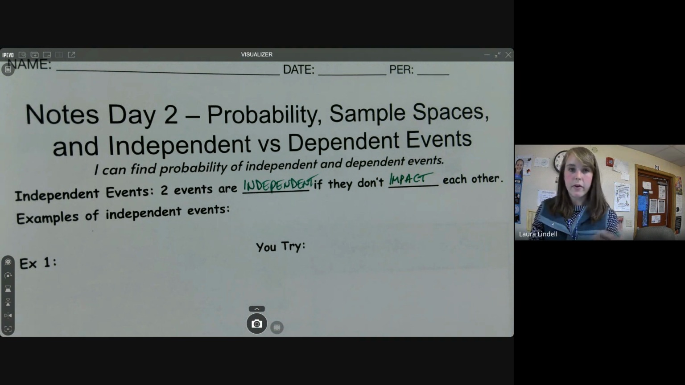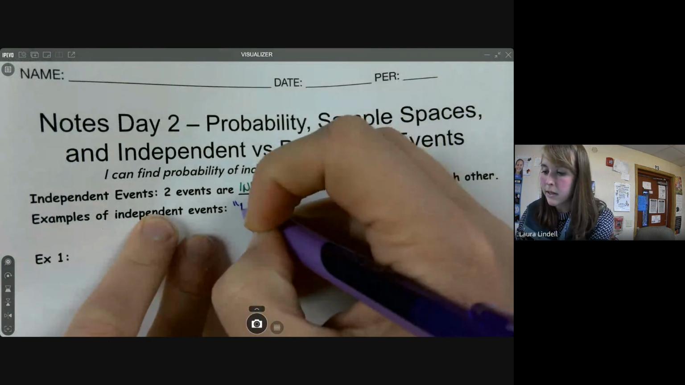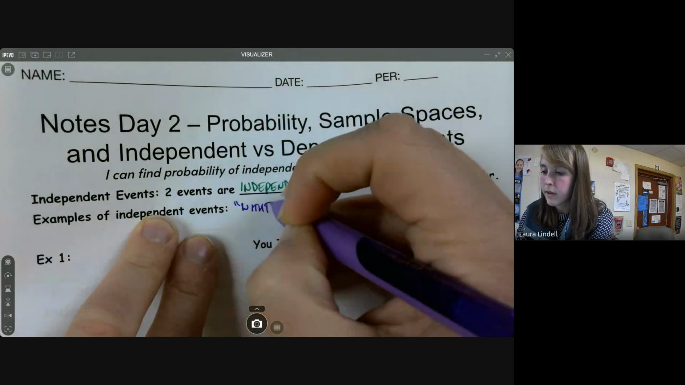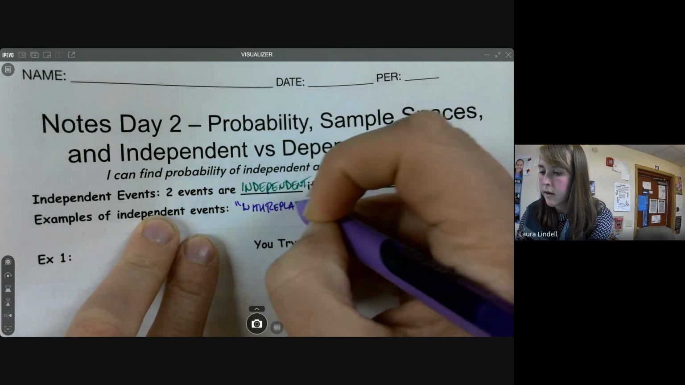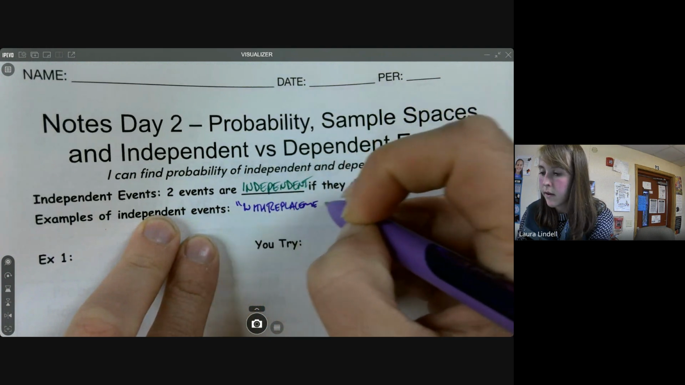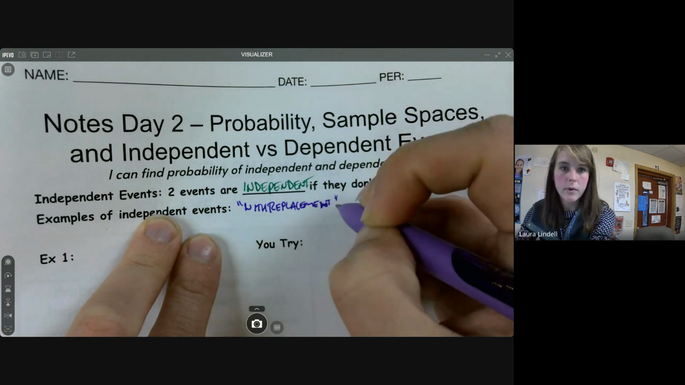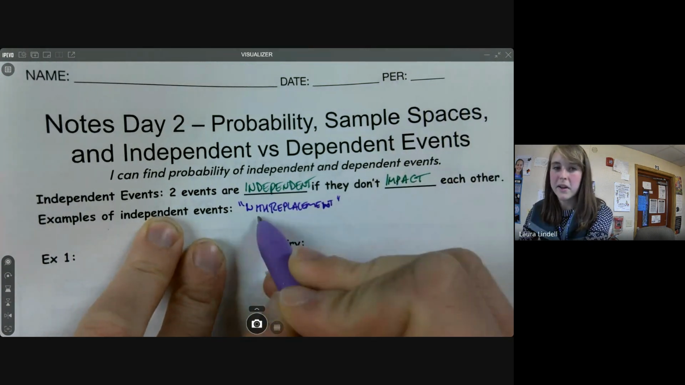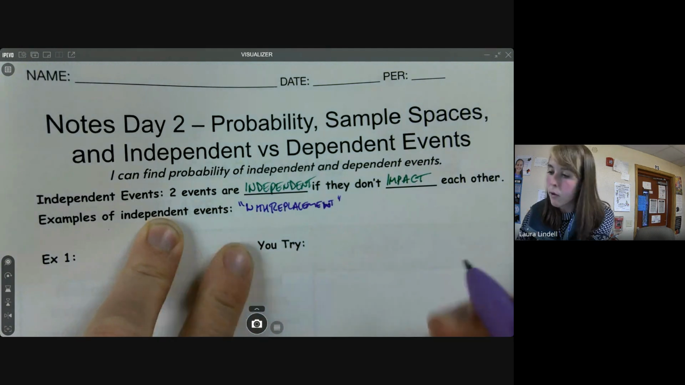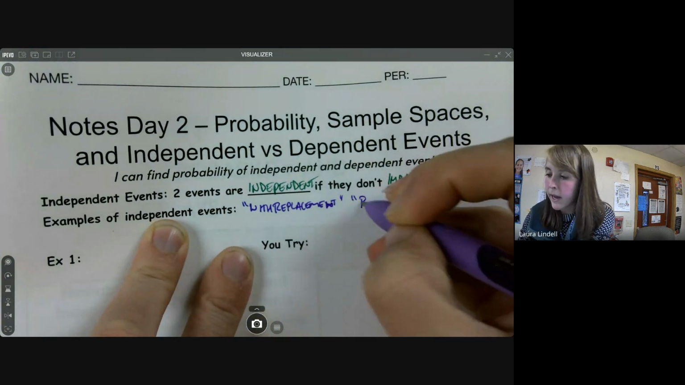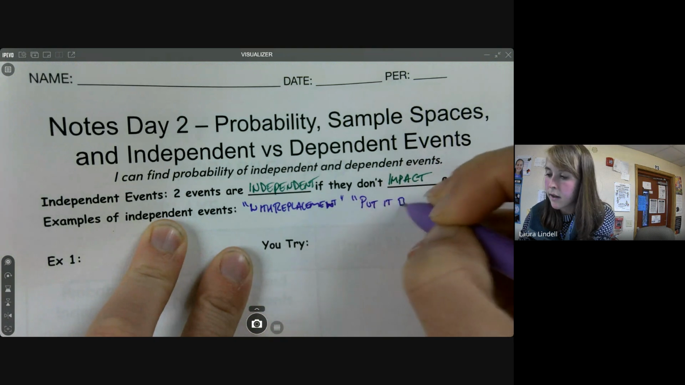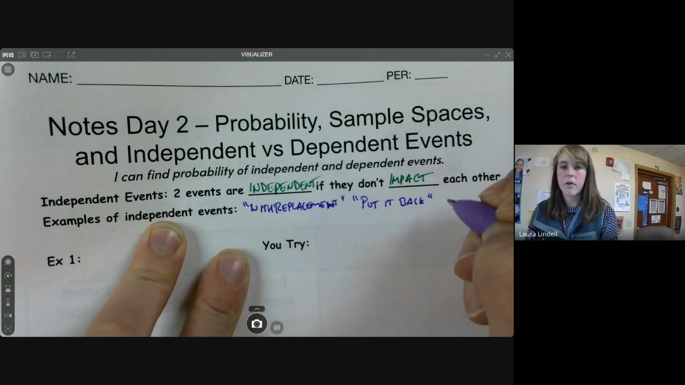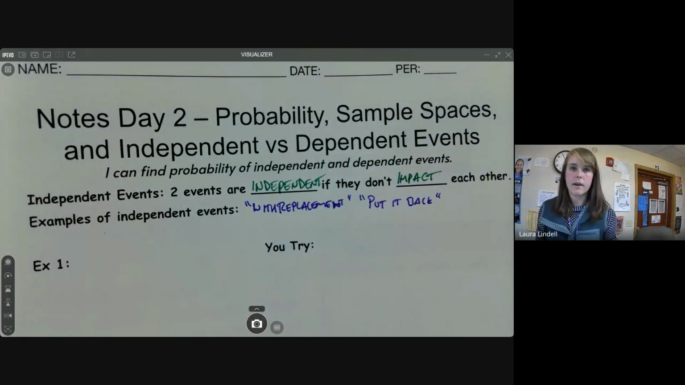Anyways, some of the vocab that you'll see to let you know that it's an independent event: if you see the words with replacement. Oof, looks like it's all one word. That is two words, with replacement. Or if you see the words put it back. Like I took a sock out of the drawer and then I put it back and chose another one. That would be independent events.